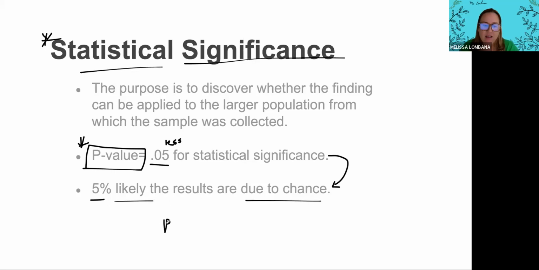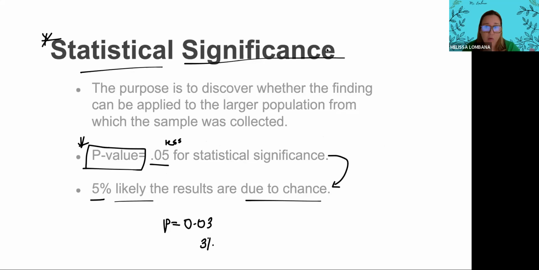Now, if I have a p-value of 0.03, that is telling me there's a 3% chance that the results are due to chance. We do not want higher than this, because that tells me there's a higher chance that the results are due to chance.